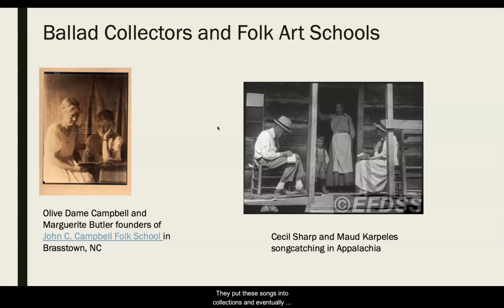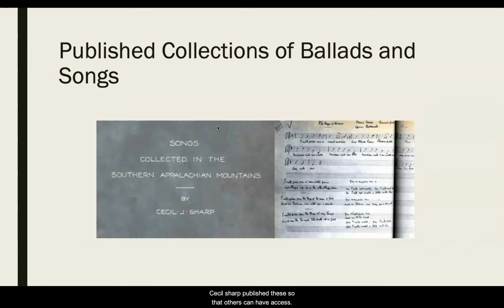And they put these songs into collections, and eventually Cecil Sharp published these so that others could have access. One of the interesting things, though, was that they really focused on this being ballads and songs associated with the British Isles. So they cherry-picked the kind of music that they wanted people to associate with Appalachia and left out the First Peoples and the African American traditions in this.